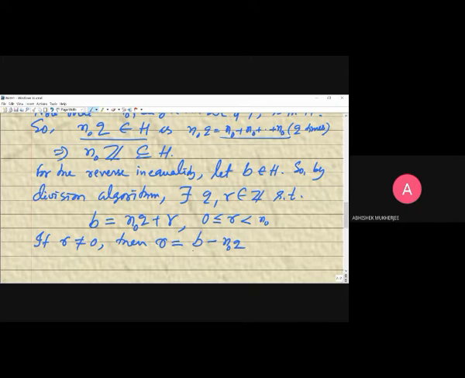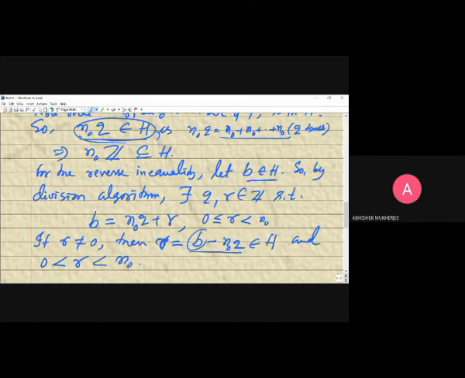Now, if you look at this element, you will see that B belongs to H, okay? And also N naught Q belongs to H. So ultimately, using the criterion for a subset to be a subgroup, you can see that this R is actually in H, right? So this remainder is a member of H, and not only that, this R is greater than 0. Since it is not equal to 0, it is greater than 0, and it is strictly less than N naught.